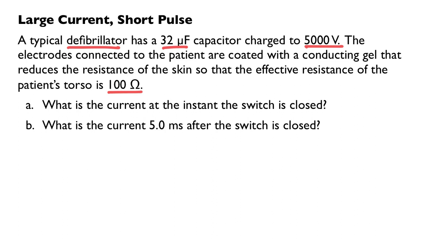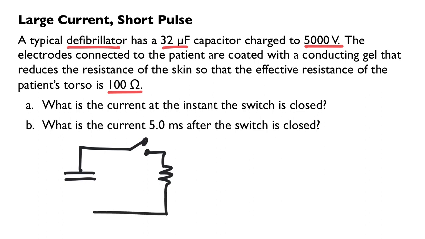What is the current the instant the switch is closed, and what is the current 5 milliseconds after the switch is closed? I'm going to first prepare by drawing a circuit, and it's a capacitor charged up, connected to a switch, connected to a resistor. Okay, and then when I close the switch, current flows in the circuit, and the voltage decreases as a function of time, as we have seen that it will.